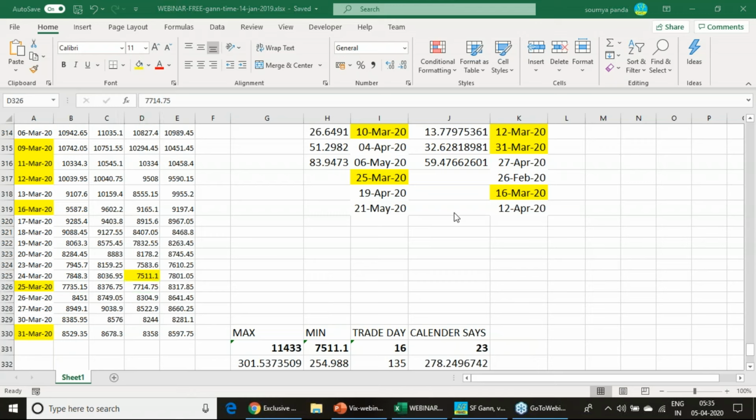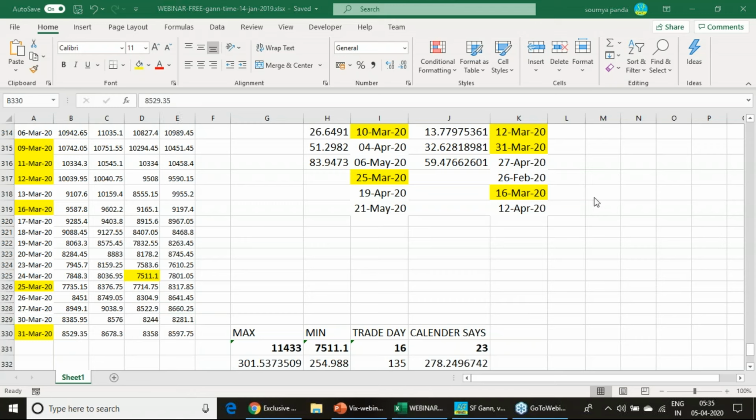Now coming to the 31st. If you just see the 30th as compared to the 27th of March, there is a negative closing. There is almost 300-plus points of negative closing. So on the 31st we are expecting a positive opening or positive closing, which held good.